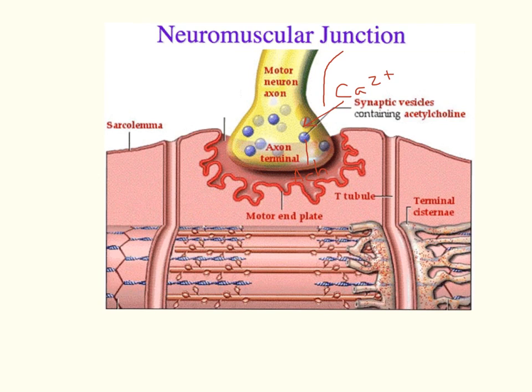The binding of acetylcholine to those receptor proteins located in the motor end plate will, of course, stimulate an action potential to be sent along the sarcolemma that will eventually travel down the T tubules and stimulate the sarcoplasmic reticulum, which we see here and here, to release calcium into our myofibrils, stimulating the contraction of a muscle.